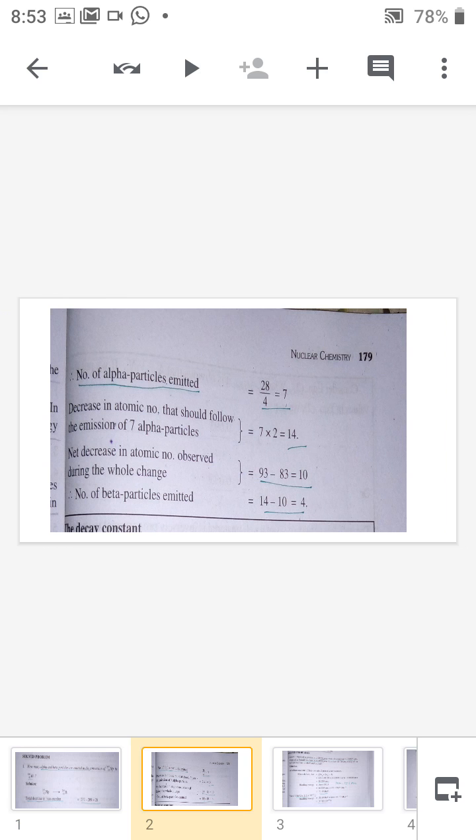That is the actual difference. The decrease formed due to alpha emission is 14, and the actual difference is 10, so the difference is 4. So 4 beta particles and 7 alpha particles are emitted during the reaction.